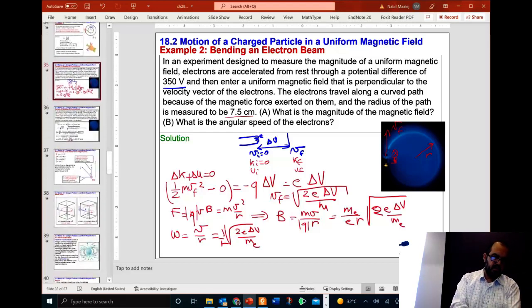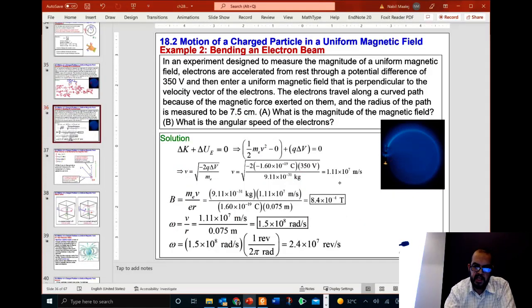And if you look at the numbers, we have 1.11 times 10 to the power 7 meters per second. That's reasonable. It's much lower than the speed of light. The magnetic field B is 8.4 times 10 to the minus 4 Tesla. That's 8.4 Gauss, which is about 10 times the strength of the magnetic field of the Earth. Reasonable. Omega is v over r, and you get 1.5 times 10 to the power 8 radians per second. Very fast. So the electrons are moving very fast.